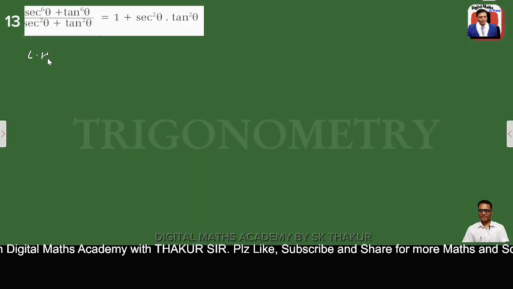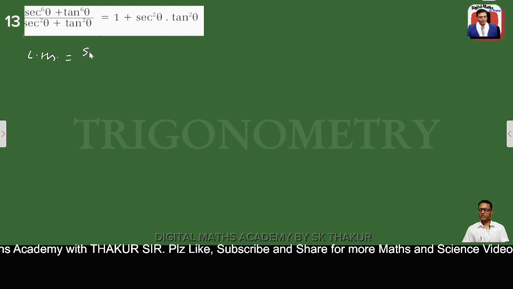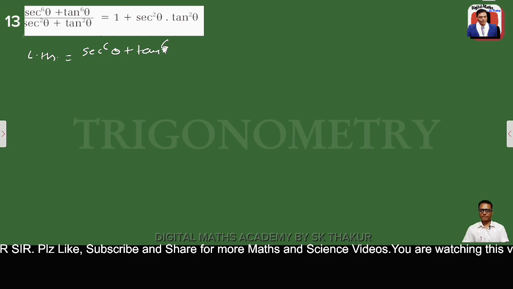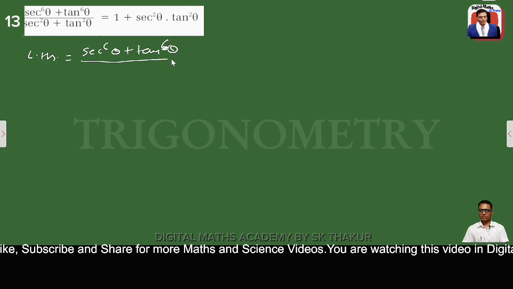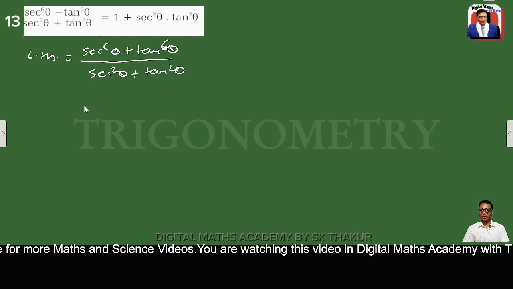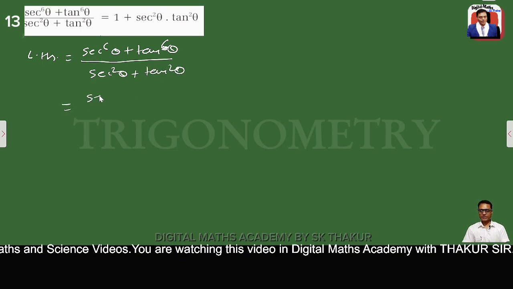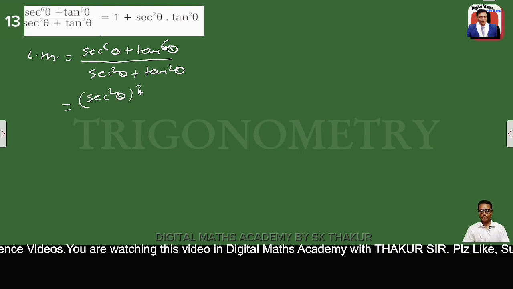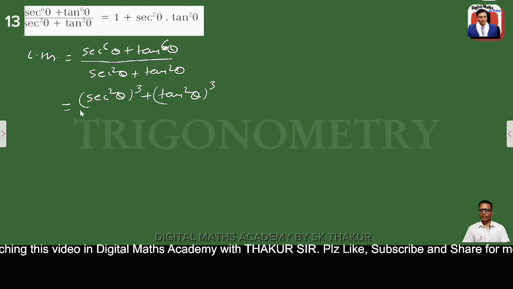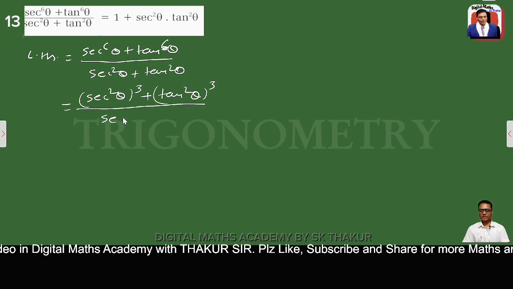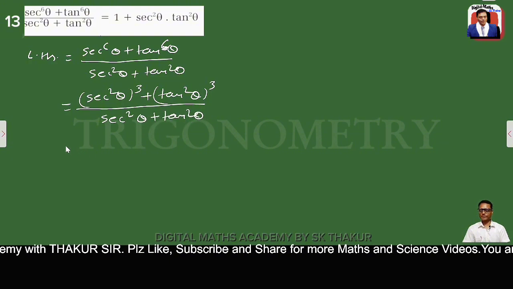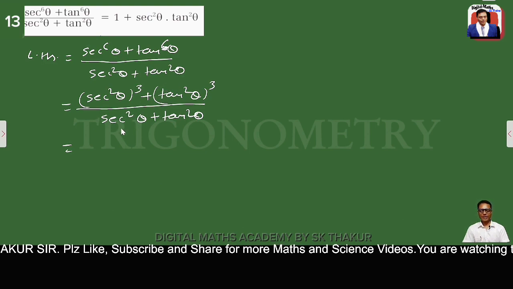So we are going to choose left hand side. Left hand side equals sec to the power 6 theta plus tan to the power 6 theta over, we write here, sec square theta plus tan square theta. So we write sec to the power 6 theta as (sec square theta) whole cube plus (tan square theta) whole cube over, at the denominator as it is, nothing any change, sec square theta plus tan square theta as it is. So we apply a cube plus b cube formula at the numerator.